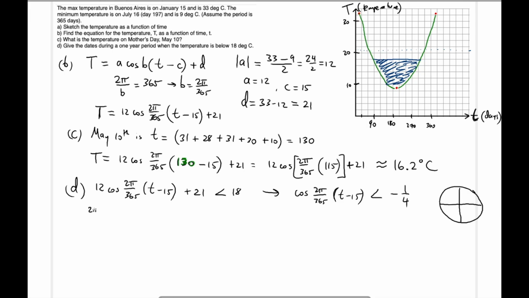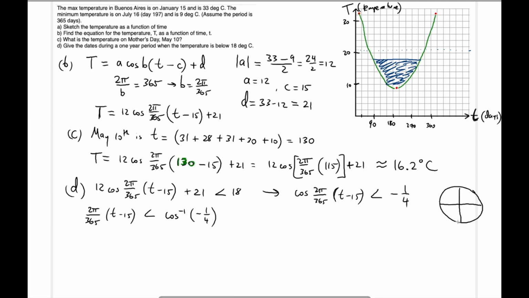So that means you're going to have 2 pi over 365 times t minus 15 less than arc cosine. You don't see the arc cosine on the left side because it gets rid of the cosine, but on the right side you will see it, because you're taking it of both sides: the inverse cosine of negative 1 over 4. Now here's the thing though. If you try to find on your calculator the angle whose cosine is negative 1 over 4, the inverse cosine.